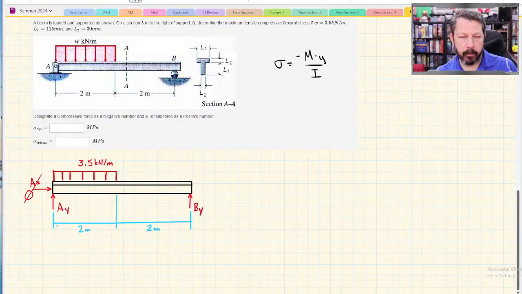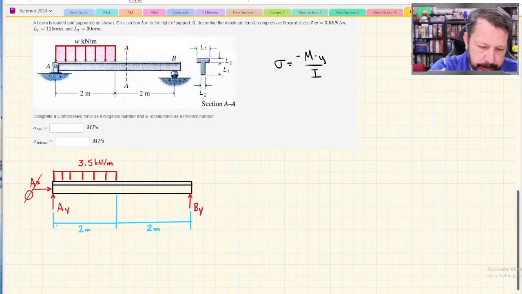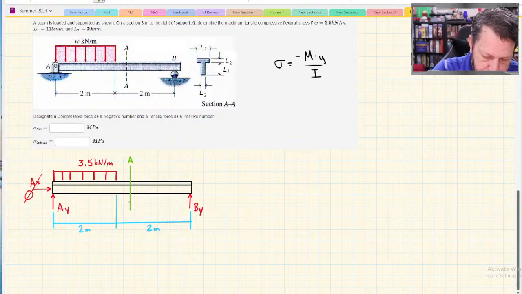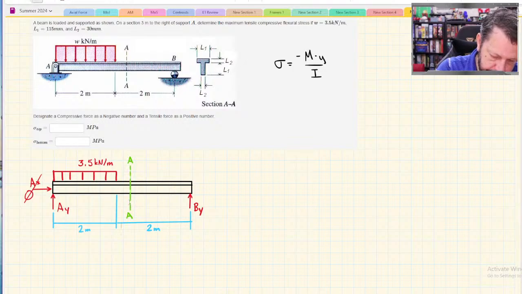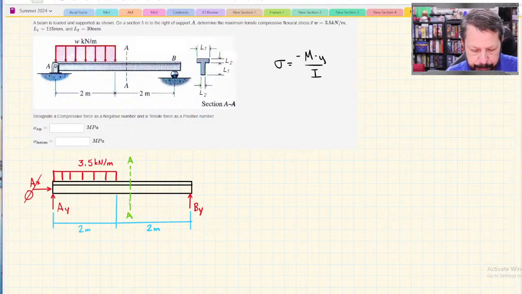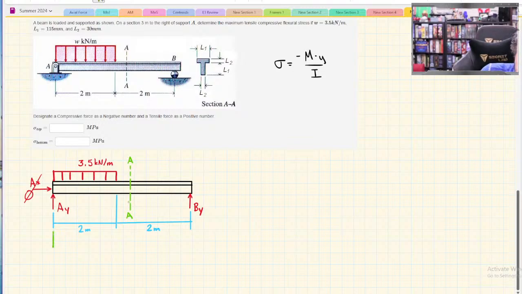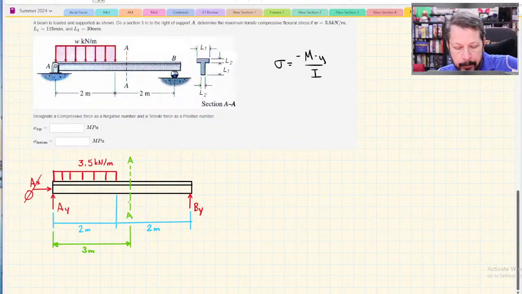Okay. Well, let's go ahead and draw section AA somewhere over here. And we can make a couple of dashed lines there. All right, so section AA is, I guess, 3 meters to the right of the support, the support at A. So if we put that down here, this distance, 3 meters.